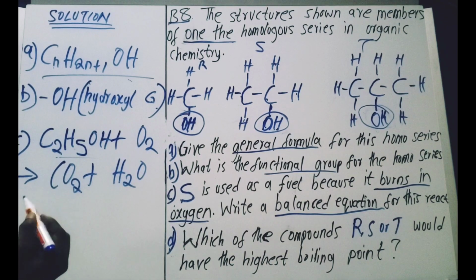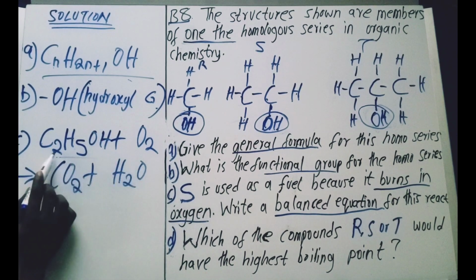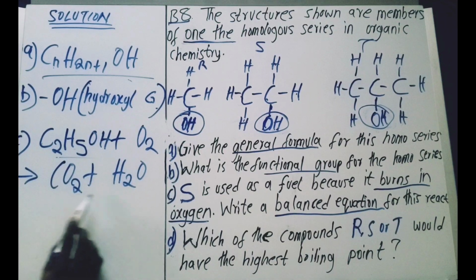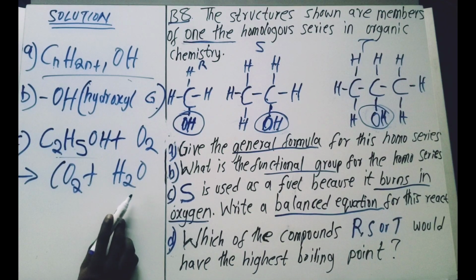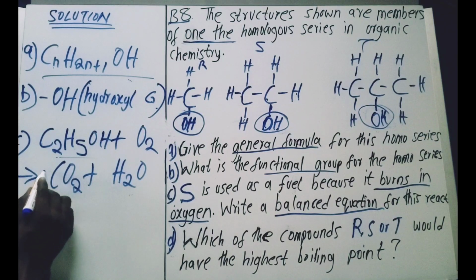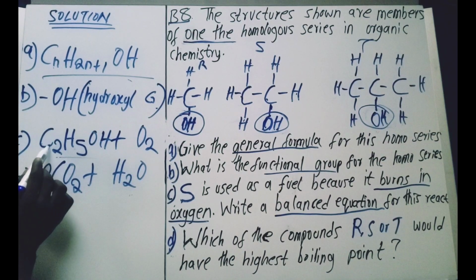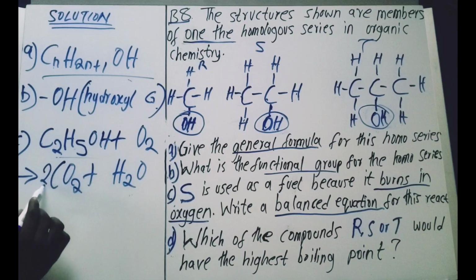So for this case, we have how many carbons here? We have 2, okay? We only have 2 carbons here. When we come to this side on the products, how many carbons do we have? We only have 1. So if we add a 2 here, it means it balances. Here we have 2 what? Carbons. Even here we have 2 carbons, okay?